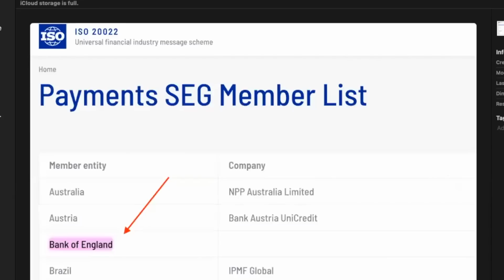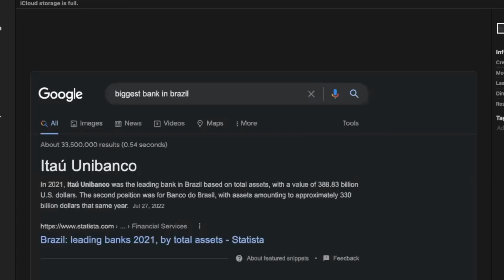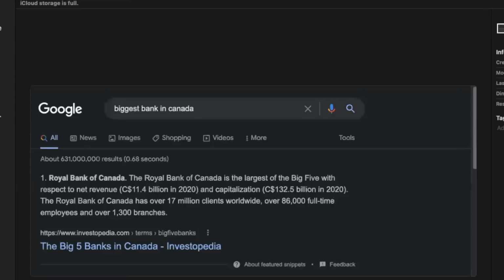Payments SCG's members list, Bank of England. Ripple selected to participate in the Bank of England FinTech Accelerator. Google, again, pay attention. It only takes a little bit of Googling. Biggest bank in Brazil, Itaú Unibanco. I hope that I didn't pronounce that incorrectly, probably. But we come over here. Brazil's and Latin America's largest bank will use Ripple to process payments. And it says in the background, Unibanco.